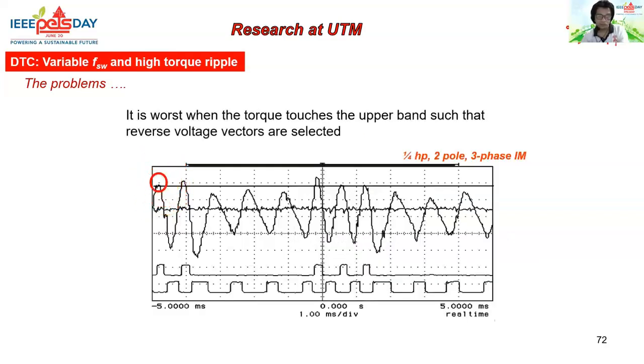This is the actual waveform obtained from the actual drive system. As you can see, the circle marks the conditions in which the torque goes beyond the hysteresis band or the reference here. In fact, it touches the upper band there, which causes a reverse voltage vector selection, and then further causes the torque ripple, as you can see there.